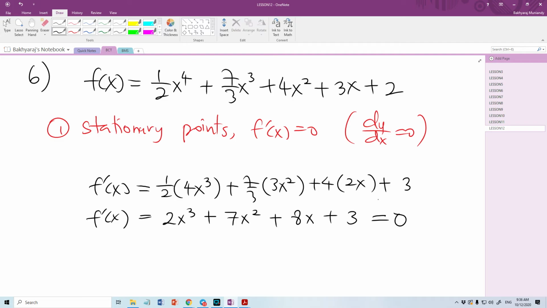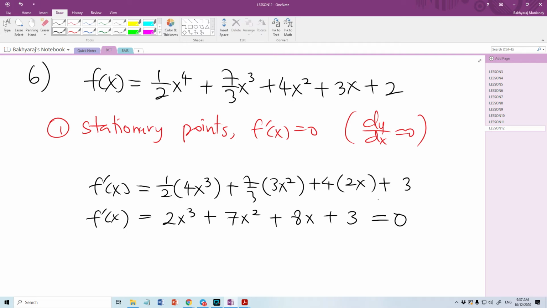Set where you have A is 2, B is 7, C is 8, and then last one D is 3. Okay, A is 2, B is 7, C is 8, and D is 3.